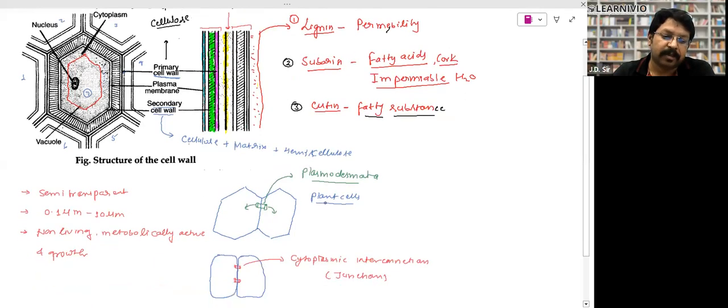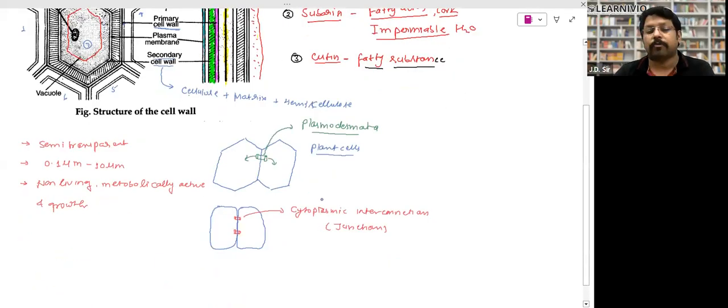Between two cells, there are some pores. When we talk about the plant cell, between two cells, there are some pores or connections through which exchange of some material takes place. These pores or channels are called plasmodesmata. They are found in the plant cell. When we talk about the animal cell, between two cells, there are some cytoplasmic interconnections, called cytoplasmic junctions, through which exchange of material takes place.